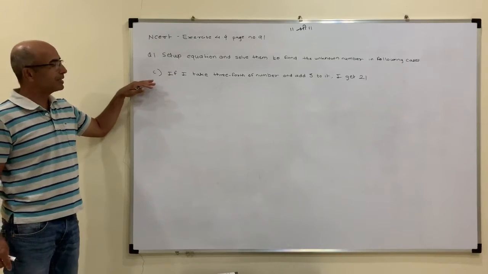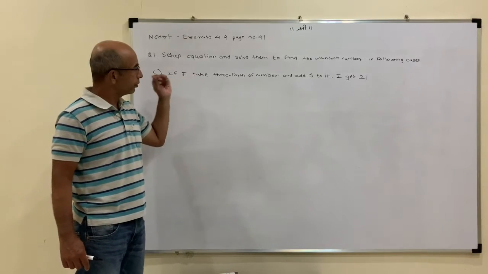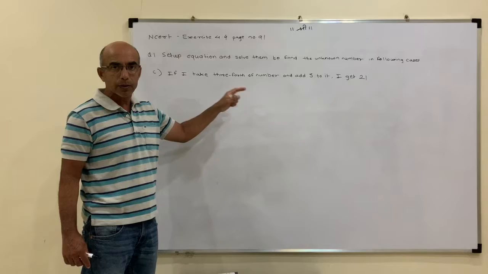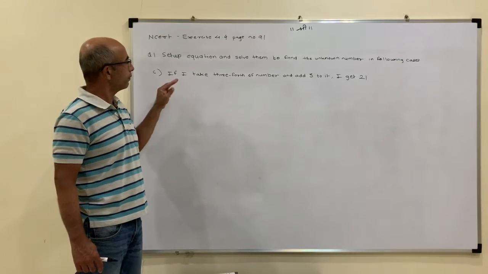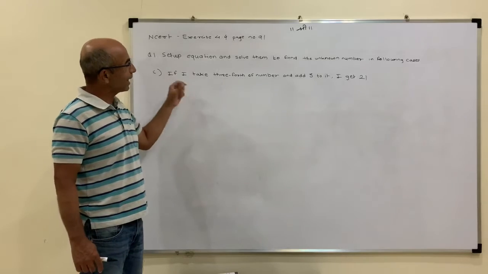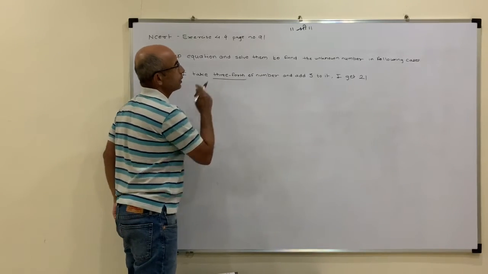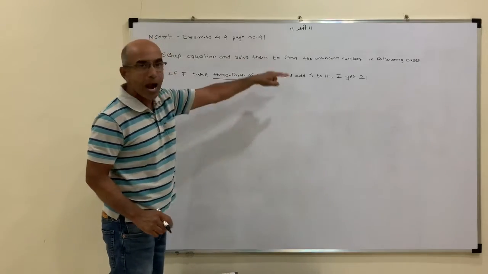The question C, the question is, if I take 3/4 of a number, so just underline 3/4 of a number, and add 3.